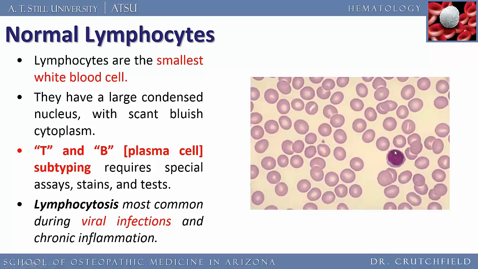And these will actually, through the process of hematopoiesis, turn into a T cell or a natural killer cell or a B cell. And then B cells can turn into plasma cells. And these plasma cells then secrete antibodies. But we see lots of lymphocytes if someone has a viral infection or chronic inflammation.